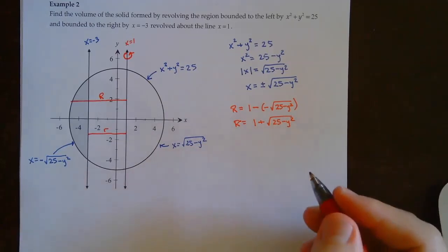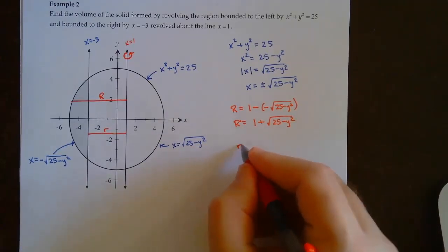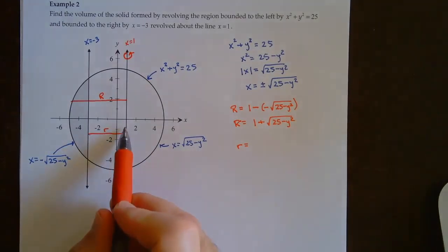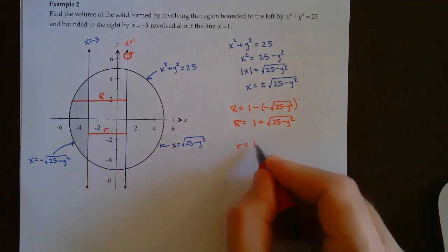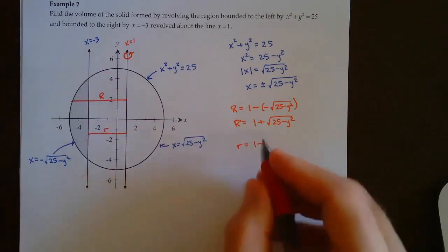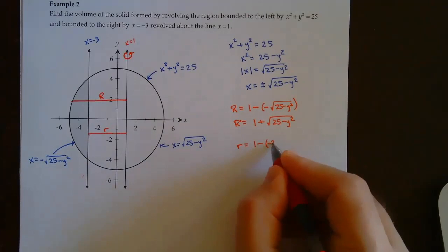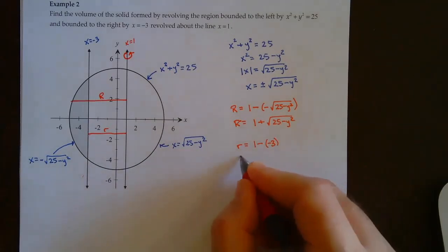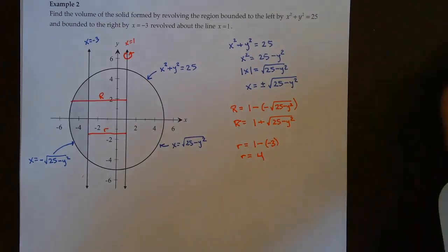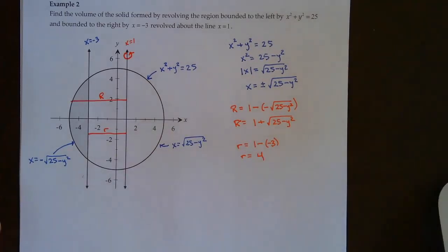That's my big R. My little r would be, again, right minus left. So it's going to be 1 minus this equation, and this equation is always x equals -3, right? So 1 minus -3. That'd be 1 plus 3. So little r is equal to 4. Okay, we're ready to go.